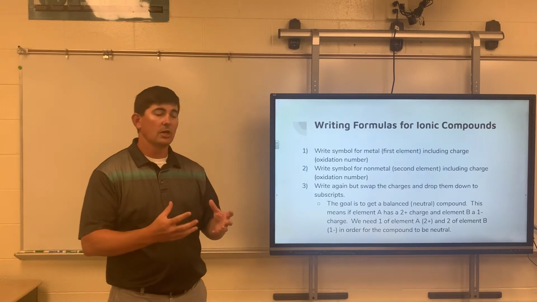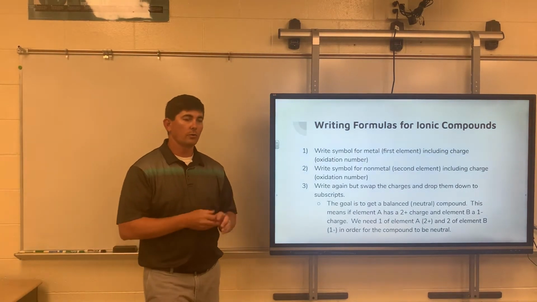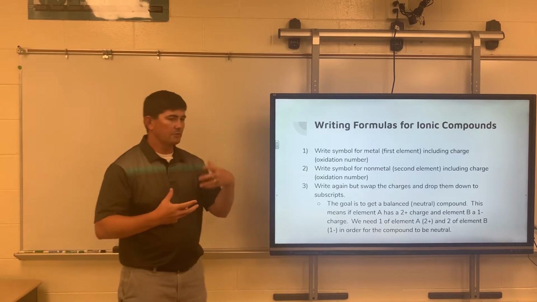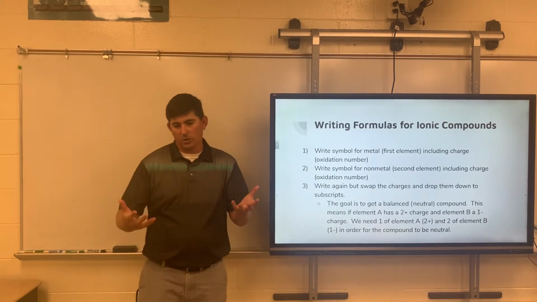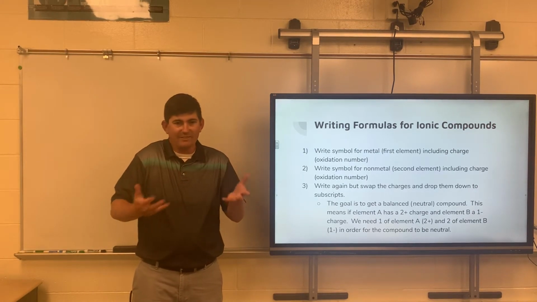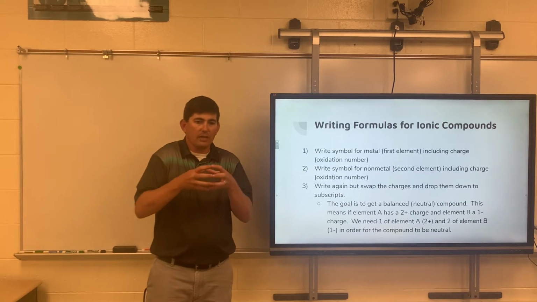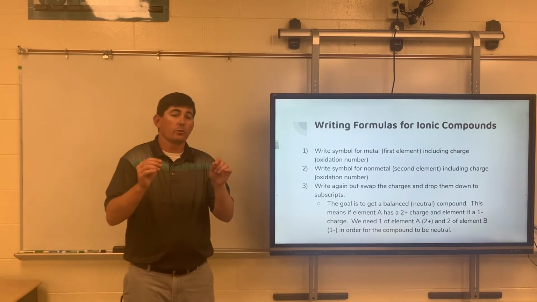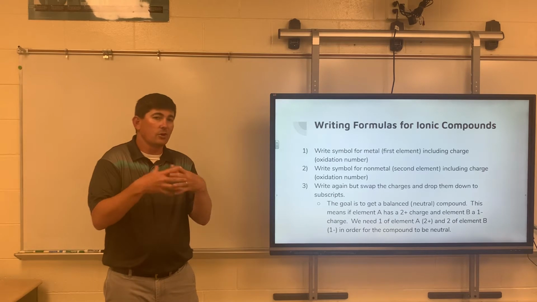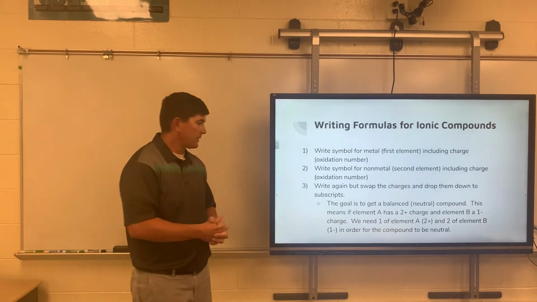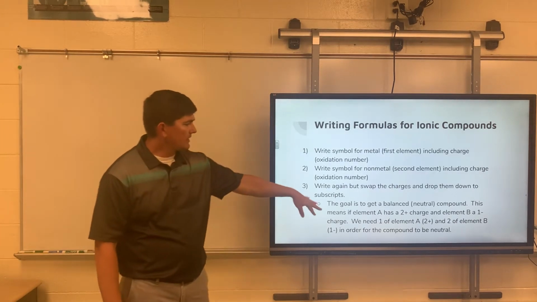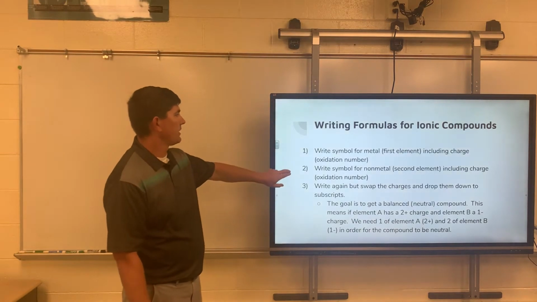All compounds themselves are neutral, right? So what we have to do is look at, okay, what's the charge of the metal and what's the charge of the nonmetal? So how many do I need of each of these so that when I put it together, I end up with a neutral? Or in other words, when I add all their charges up, the charges add to 0. Okay? That just kind of gives an example of that.